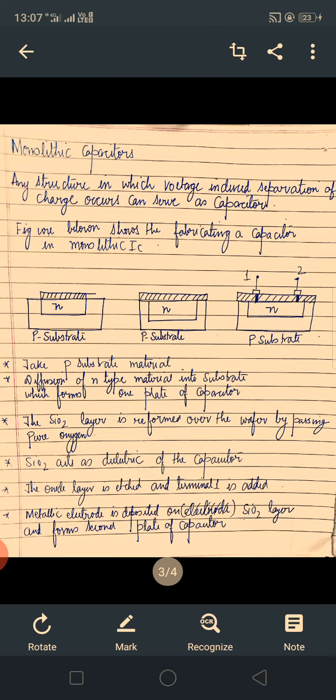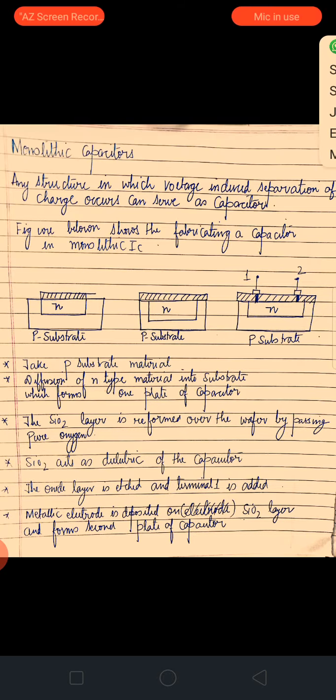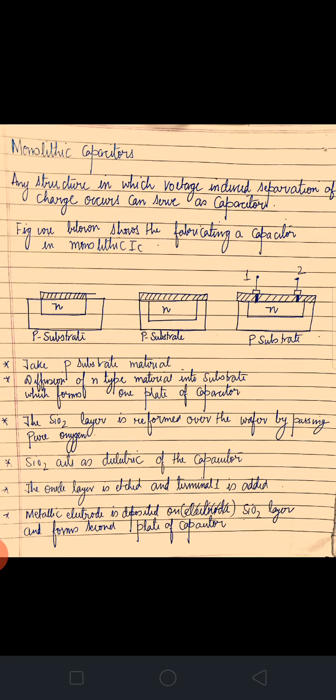Then the SiO2 layer is formed over the wafer by passing pure oxygen. When Si plus O2 is diffused in the form of gas, there will again be a silicon dioxide layer. Then it becomes the inactive region above the N and the P substrate layer. The SiO2 layer is formed over the wafer by passing pure oxygen. SiO2 acts as the dielectric of the capacitor.